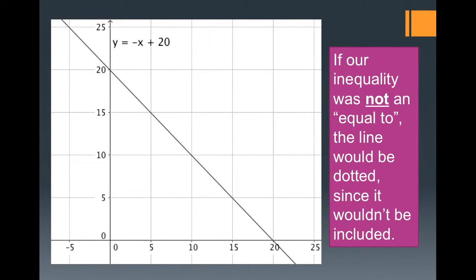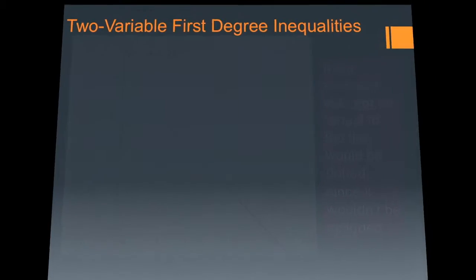Note though that my line is solid. There are no cuts in this line. This is a solid line because I know that my inequality is a less than or equal to. If our inequality was not an equal to, the line would be dotted because it's not included. But in this case it is, so we are going to keep our straight solid line.